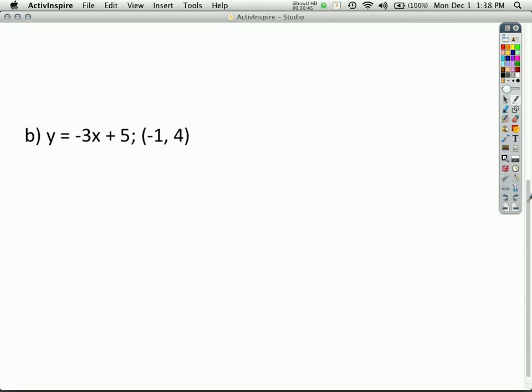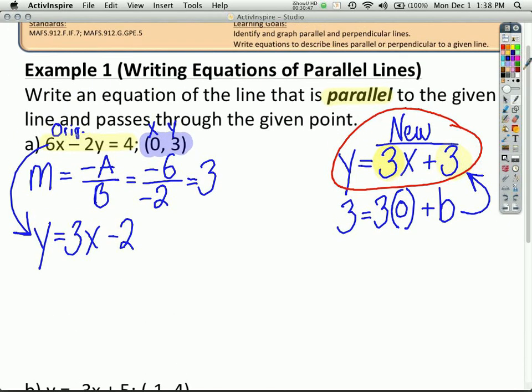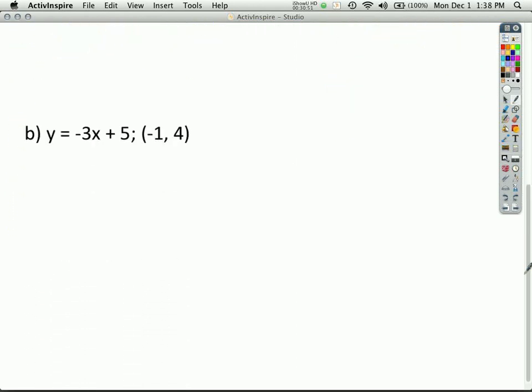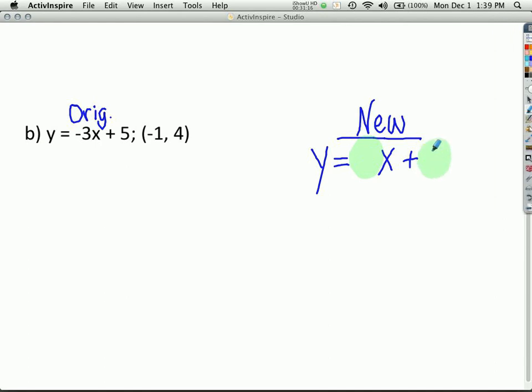So we have the same set of instructions. Write an equation of a line that is parallel to the given line and passes through the given point. So this is the given line, so this is the original. And then we're going to write a new line that will be in the form y equals mx plus b. And we have to find these missing pieces of information using whatever we have here.